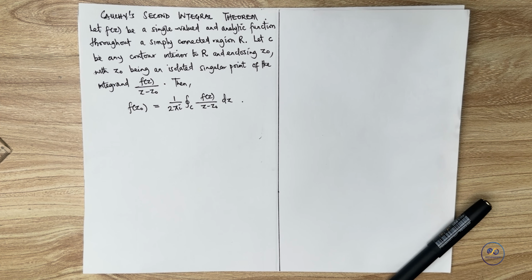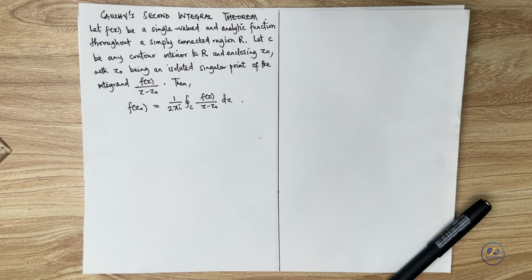Let's begin. First, the statement of the Cauchy integral formula. Let f(z) be a single-valued and analytic function throughout a simply connected region R. Let C be any contour interior to R and enclosing z0, with z0 being an isolated singular point of the integrand f(z) divided by z minus z0. Then, f(z0) is equal to 1 over 2πi times the integral over C of f(z) divided by z minus z0, dz.